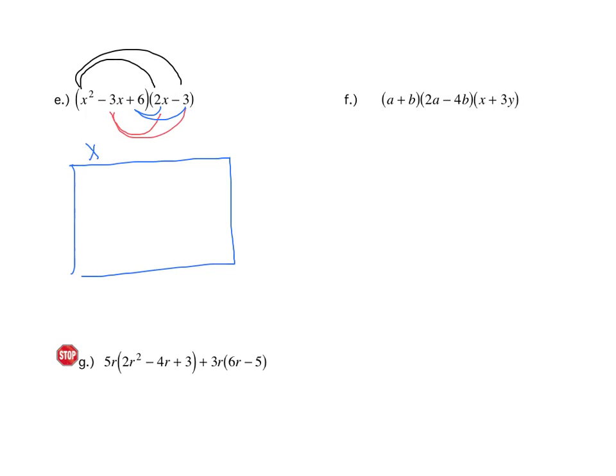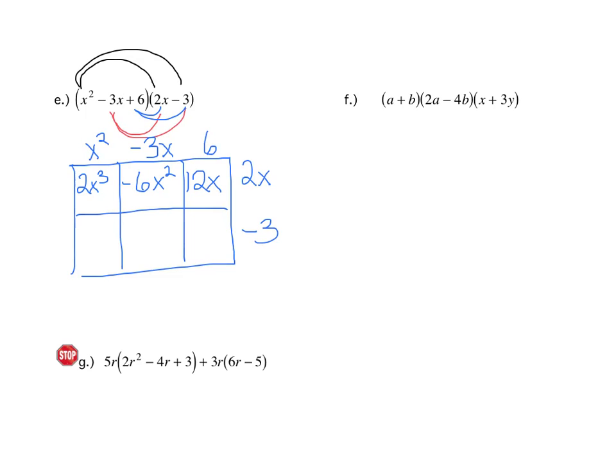So you would write the terms of the first one. So x squared minus 3x positive 6, and then on the side here we're going to write 2x and then a minus 3, and within the box is going to go each product. So the first square here is going to have x squared times 2x, which is 2x to the third. Second box is going to be negative 6x squared, and then a 12x. In the second row we're going to have negative 3x squared, then a plus 9x, and then a negative 18.